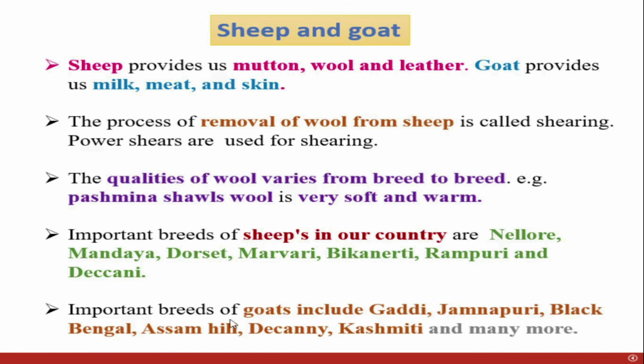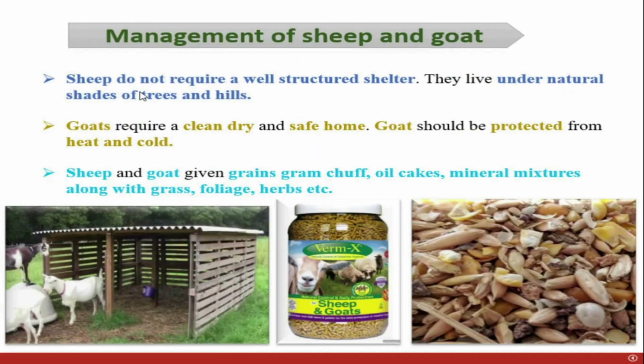Next, management of sheep and goat. If you are going to maintain these, we have to follow these characteristics. Sheep do not require a well structured shelter. They can live anywhere, under natural shade of trees and hills. But goats are not like that. Goats require a clean, dry, and safe home. Goats should be protected from heat and cold.